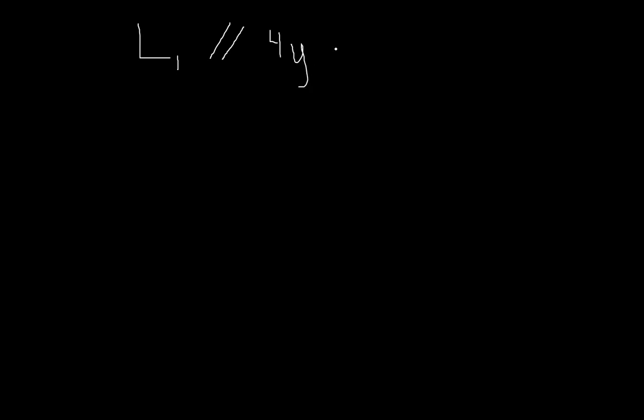Right, so they told us that the line L1, remember this means parallel, is parallel to the line L, which has the equation 4y minus 3x is equal to 7. We know that if the lines are parallel, that means that their gradients would be equal. M, M. We're giving this one M1 and this one M2.